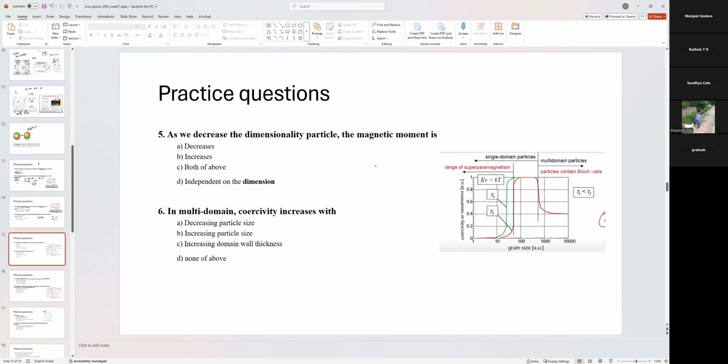As we decrease the dimensionality of the particle, the magnetic moment, in general, initially increases. As we decrease the dimensionality, magnetic moment increases.